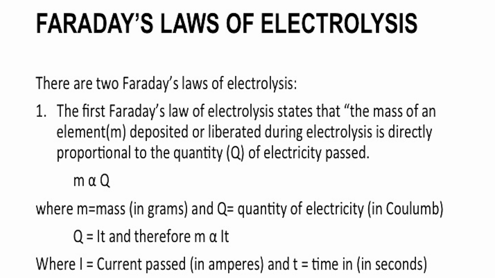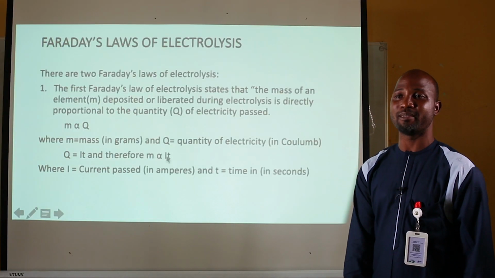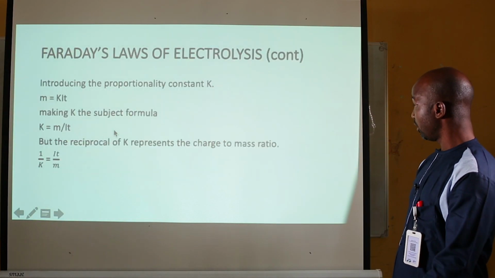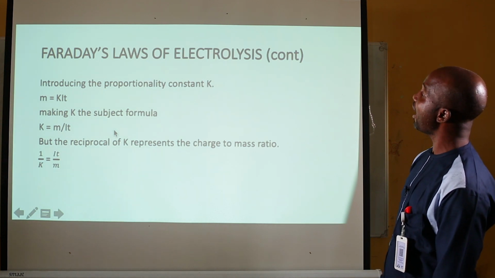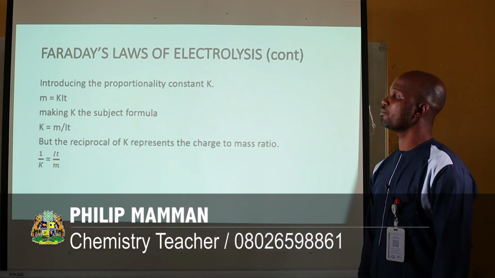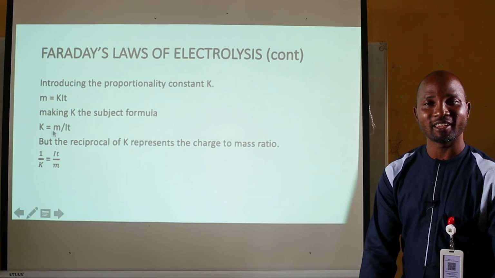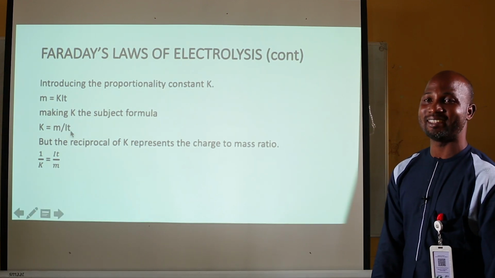or element deposited or liberated during electrolysis is directly proportional to the quantity of electricity that is passed through it, meaning that M, which is mass, is directly proportional to Q. You find out that Q is equal to IT, where I is current in amperes and T is time in seconds. When we move to the next slide, you will see that we have also introduced the proportionality constant, where we have M equals KIT. When you make K the subject of the formula, you have K equals M over IT.